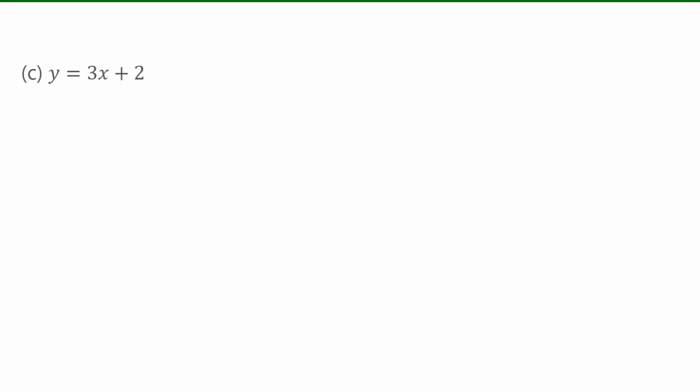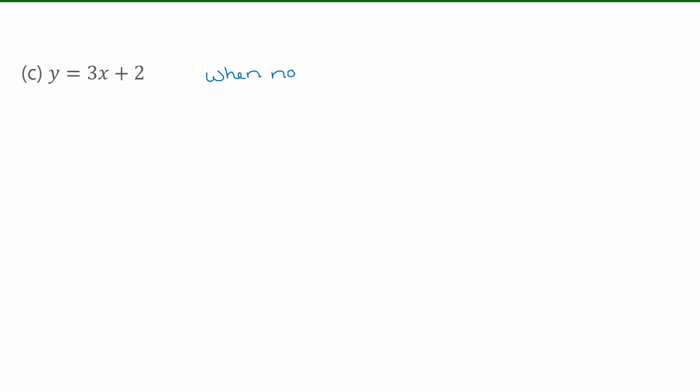Now for this last example, we don't have a scenario. We're just given an equation, y equals 3x plus 2. So in a case like this where there's no context given, we don't know what x and y represent, it is considered to be continuous. So we'll write that down now.